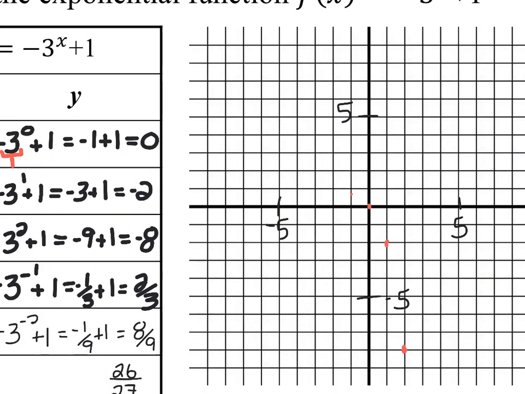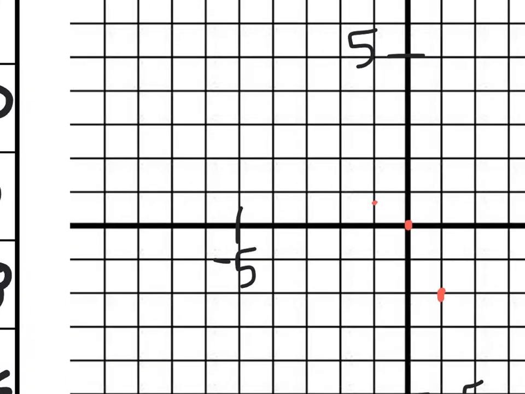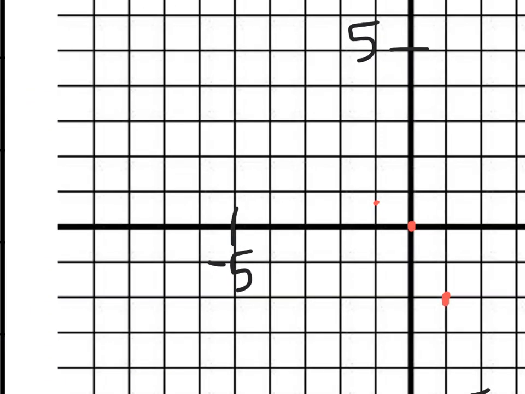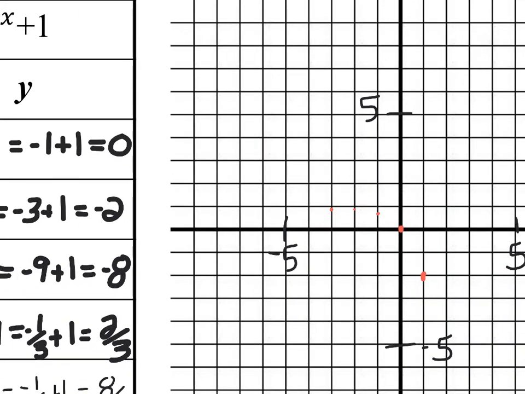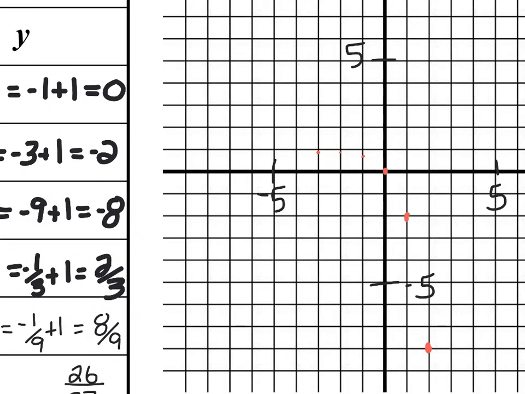Then we have negative 2, 8/9. We're getting pretty close to 1. It's going to be hard to distinguish exactly where we are. And then negative 3, we're at 26/27, which is even closer to 1. Trying to connect these with that same shape that we've been seeing, it looks like this one is upside down though. And that should make sense because that negative out in front of the 3 actually flipped this upside down.